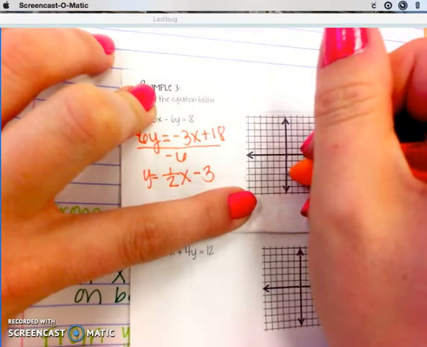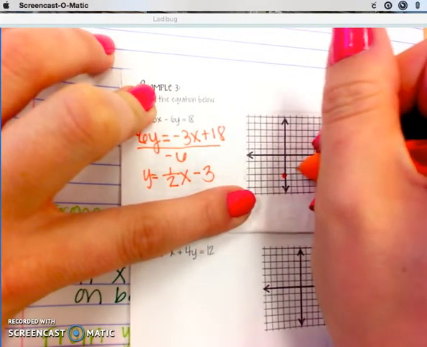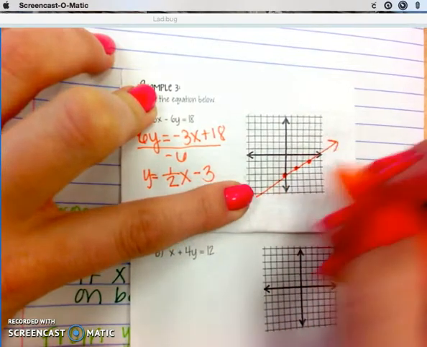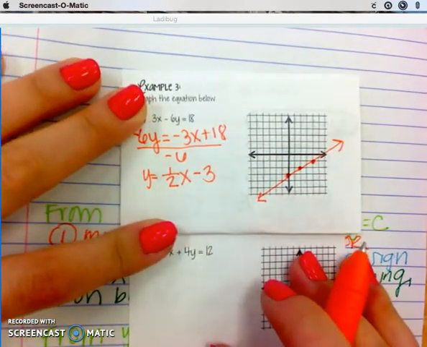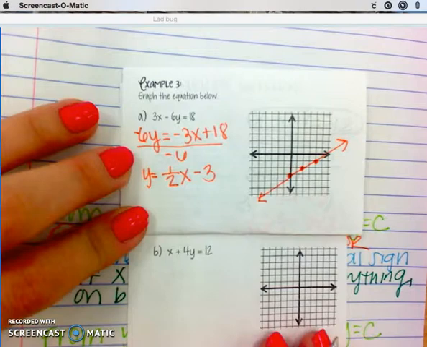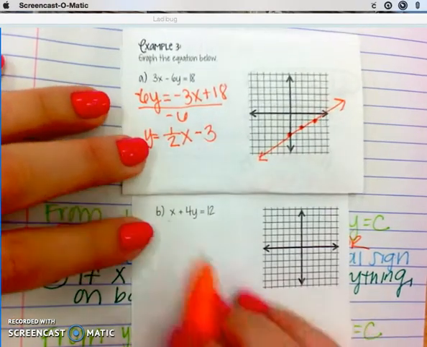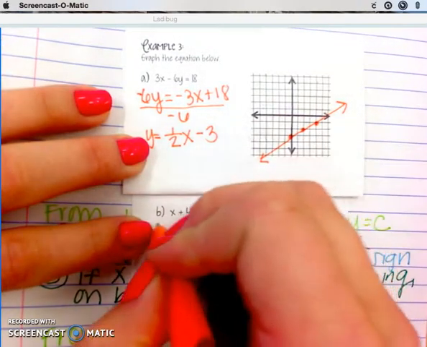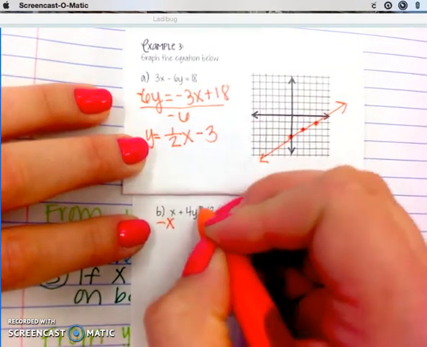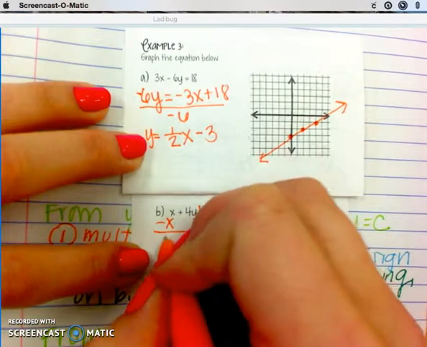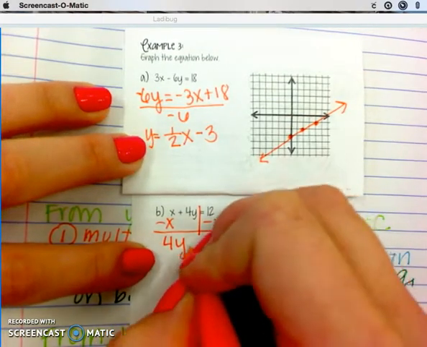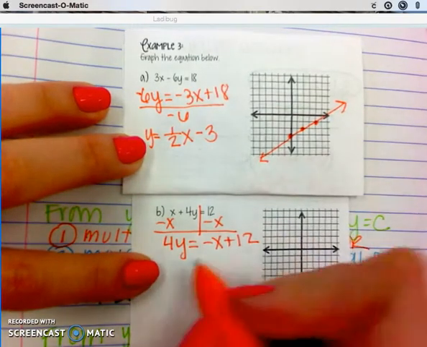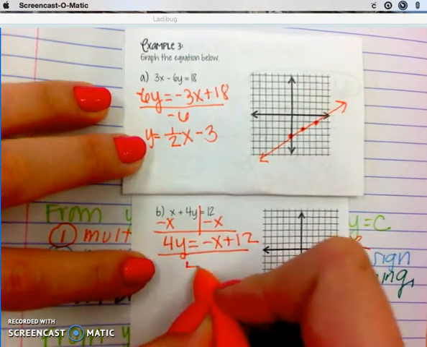Start at -3, rise 1, run 2, rise 1, run 2. I know this is going quick, but we're still going. Again, slope-intercept form is where I want it to go. I'm going to subtract x because I'm solving for y. 4y equals -x plus 12. And then divide everything by 4.